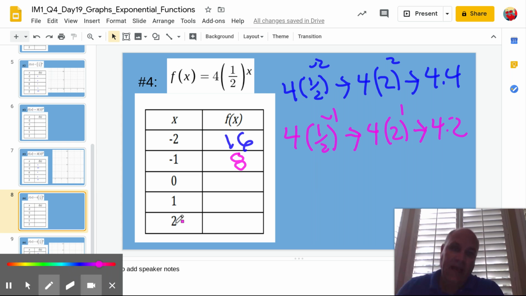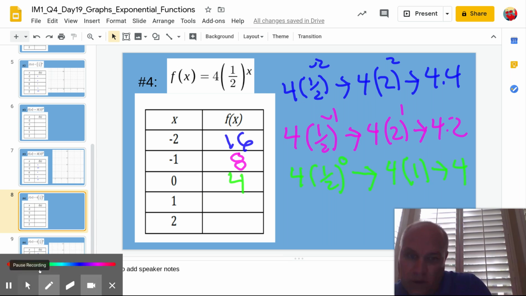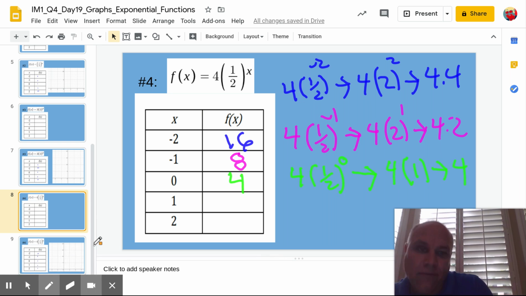Try it again with -1 as the input value. I hope you got 8. 4 times 1/2 to the -1 power becomes 4 times 2 to the +1 power, which is just 4 times 2, which is how we got 8. All right, let's do it with 4 times 1/2 to the 0 power. What do you get this time? I hope you got 4. 4 times 1/2 to the 0 power becomes 4 times 1, which is just 4. So again, this is our y-intercept. The a value actually represents the y-intercept at 0, 4.